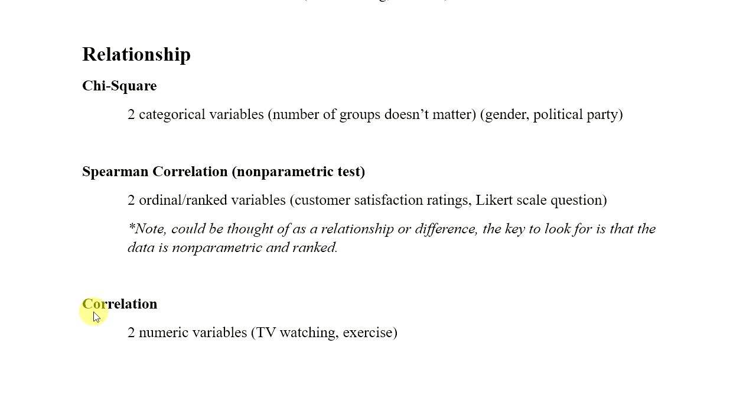So then we go to the regular, plain old correlation. This is a Pearson correlation. For this one, you do need two numeric variables. So for example, TV watching and exercise. But you do need those numeric variables. You can't do this with any categorical data. And once again, for that hypothesis, your null is going to be that there is no relationship, and your alternative hypothesis will be that there is a relationship. So that is the chi-square, Spearman correlation and the Pearson or regular correlation.